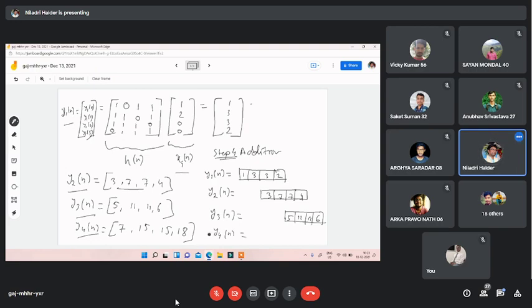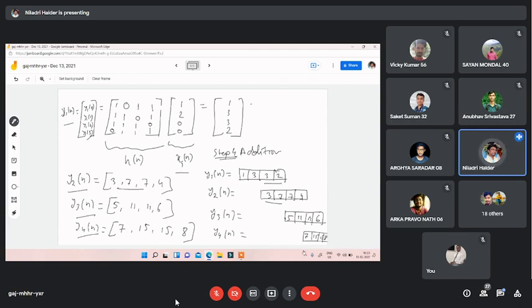And y4n will be 7, 15, 15, and that is 8. If you solve it, you will get 8. So these are the overlapping.